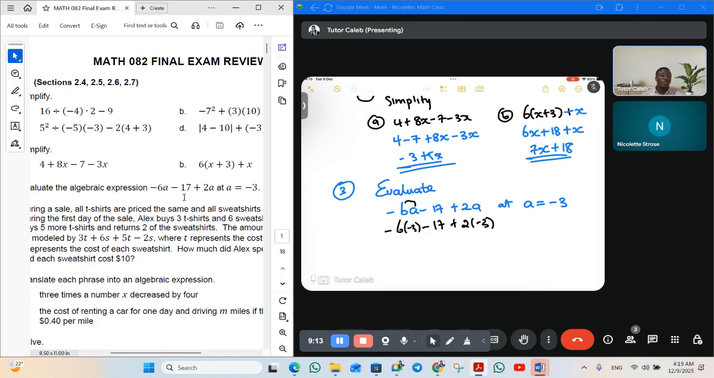Now, all you have to do is to simplify. 6 times minus 3.